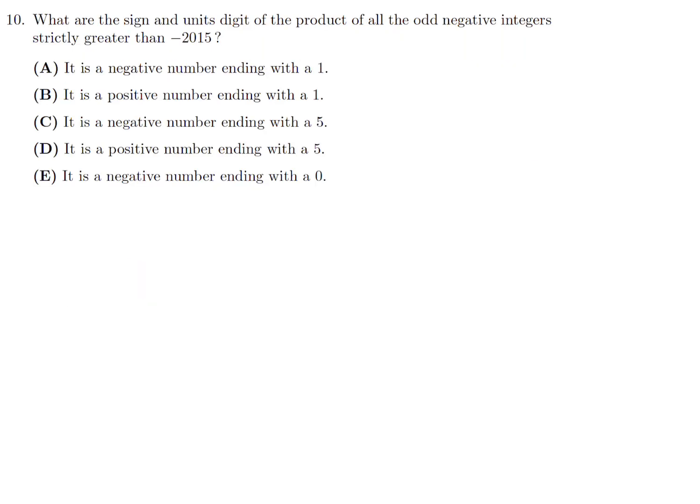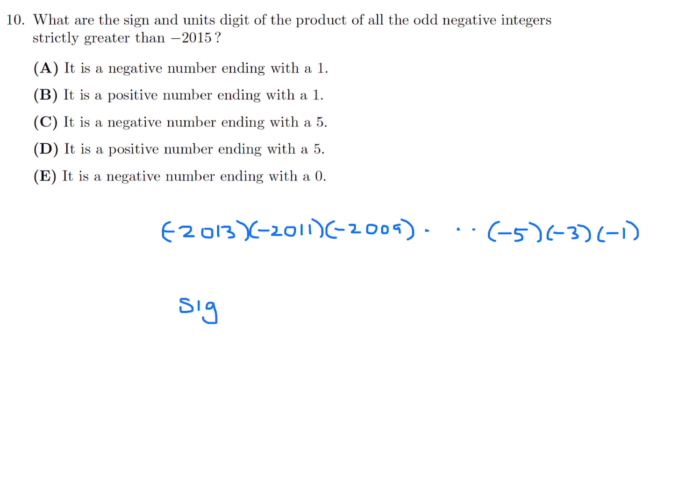What are the sign and units digit of the product of all the odd negative integers strictly greater than negative 2015? All right, well, those are negative 2013 times negative 2011 times negative 2009, and so on, right? Negative 2007, dot, dot, dot. And then eventually you get down to minus 5, minus 3, and minus 1. Okay, first let's figure out the sign. First, I have to figure out how many of these numbers are there.